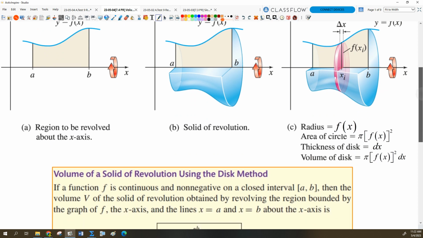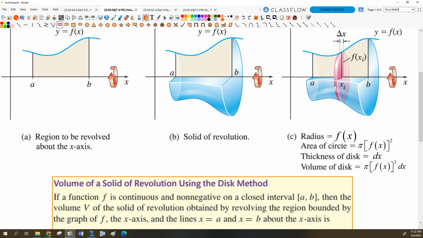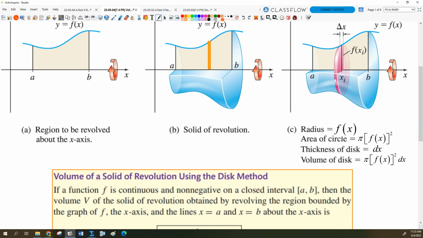Well, I'm going to look at an individual slice of this rectangle. An individual slice is going to look like this, we'll do orange. There's one little slice of that area that I'm going to revolve, a little rectangle, right? If I revolve that little slice around the x-axis, it's going to carve out a little disc. Looks like a little coin, right?